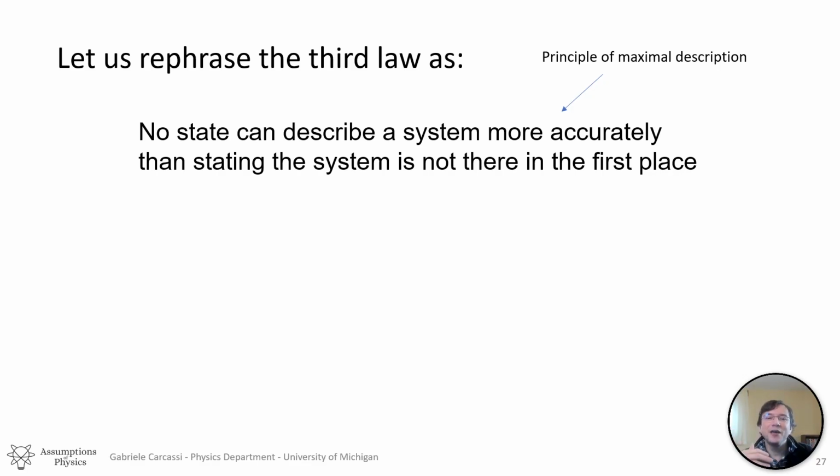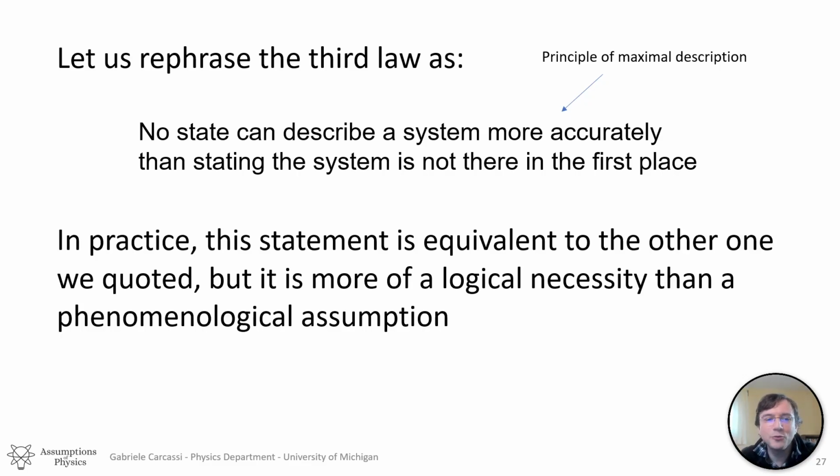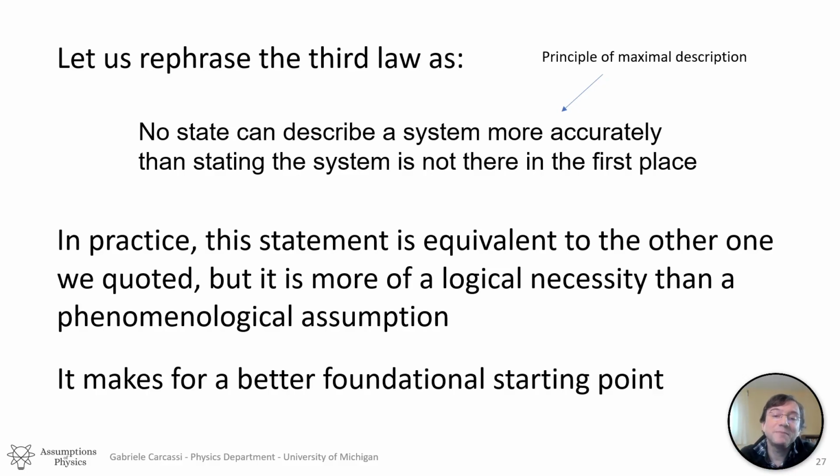So we can rephrase the third law as: no state can describe a system more accurately than stating that the system is not there in the first place. I don't really know what to call this. I have a tentative name, the principle of maximal description. But the point is that this statement is equivalent to the other one we quoted, the third law. But it's more of a logical necessity than a phenomenological assumption, something we find experimentally. There is a logical reason why we have the third law. And as such, it makes a better foundational starting point. Finding assumptions that have a flavor of stronger necessity than others is one of the goals of reverse physics.